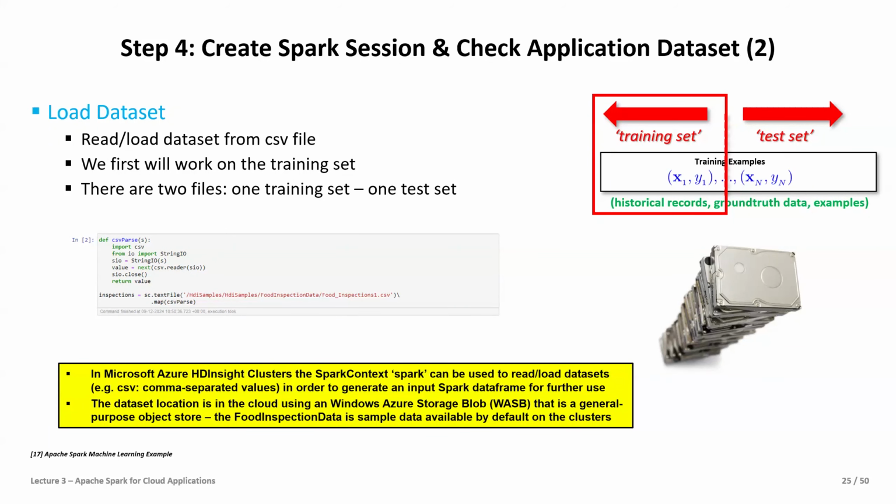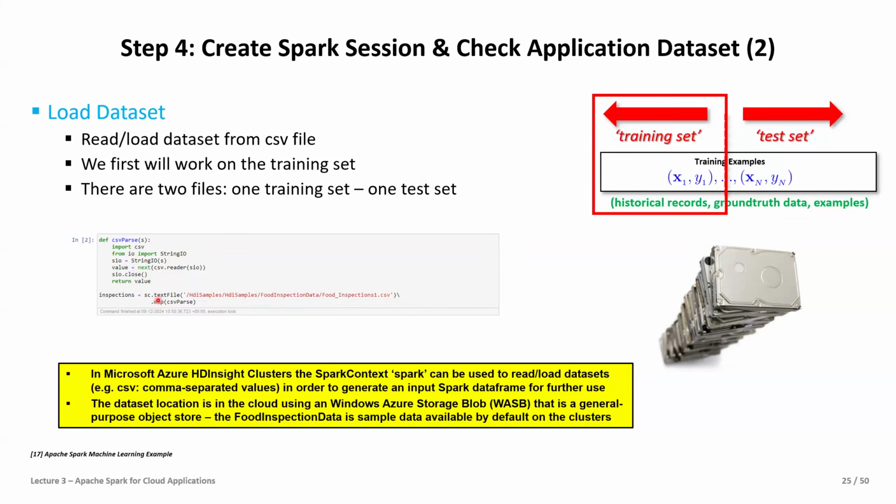So there are 2 files available from our application perspective, and these are available in the sample files here. We use a food inspection data one, which is a comma separated file, and we parse this here with a small helper function that you have here using StringIO and so on.